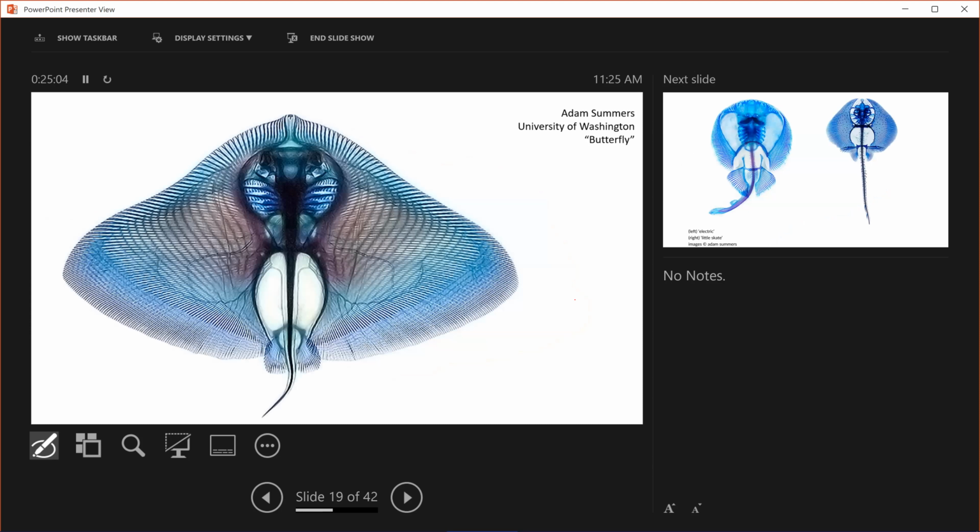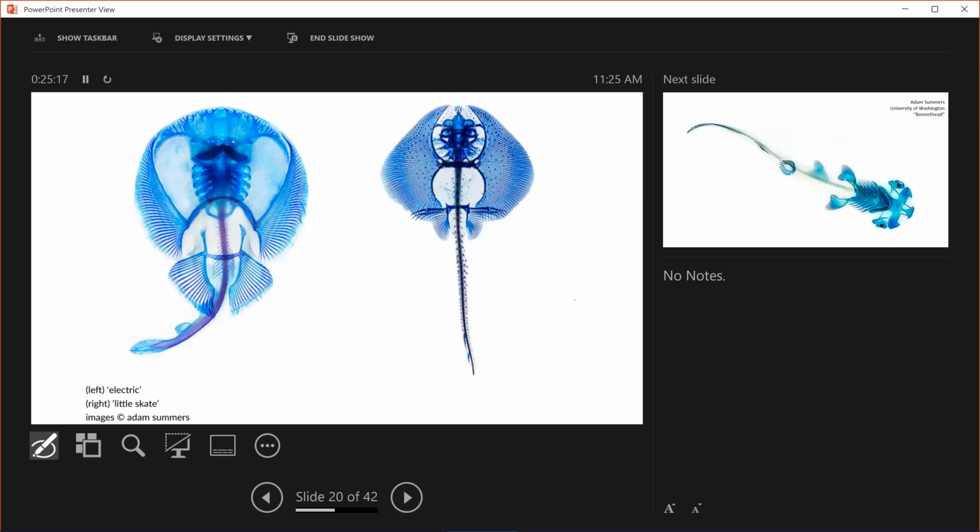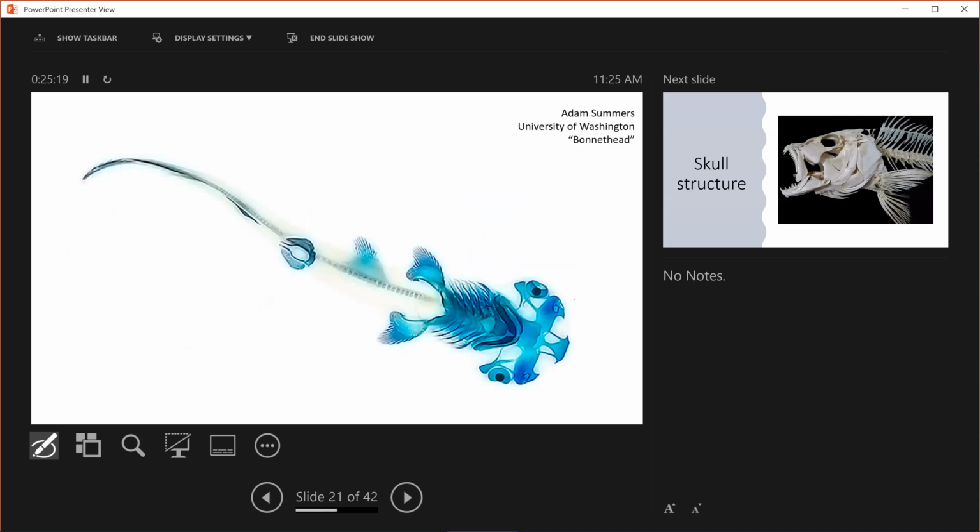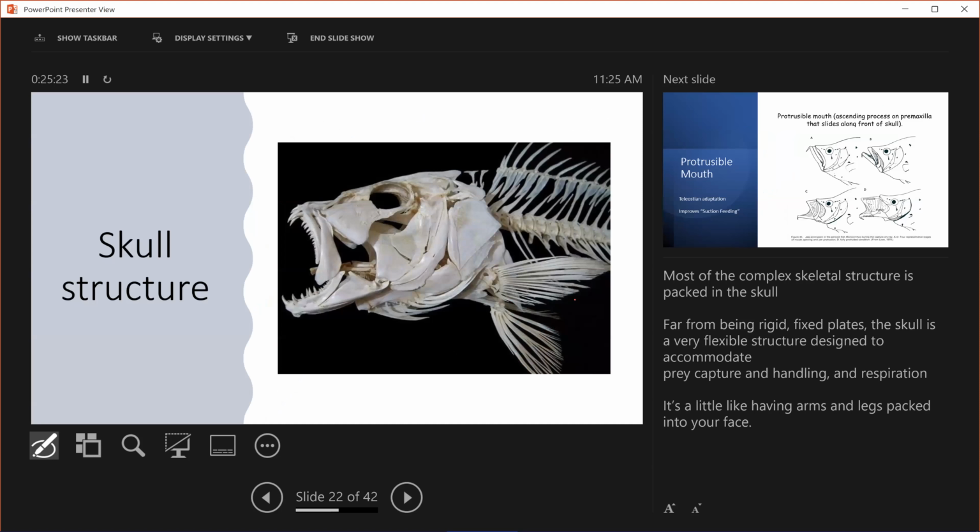You can see that the ray structure of bat rays and other rays in general is really complicated, and it allows various kinds of movement in what's often a really rigid appendage in the sharks. Electric ray, skate, bonnethead. Anyway, cool stuff. Let's talk a little bit about skull structure then, since I alluded to that earlier.